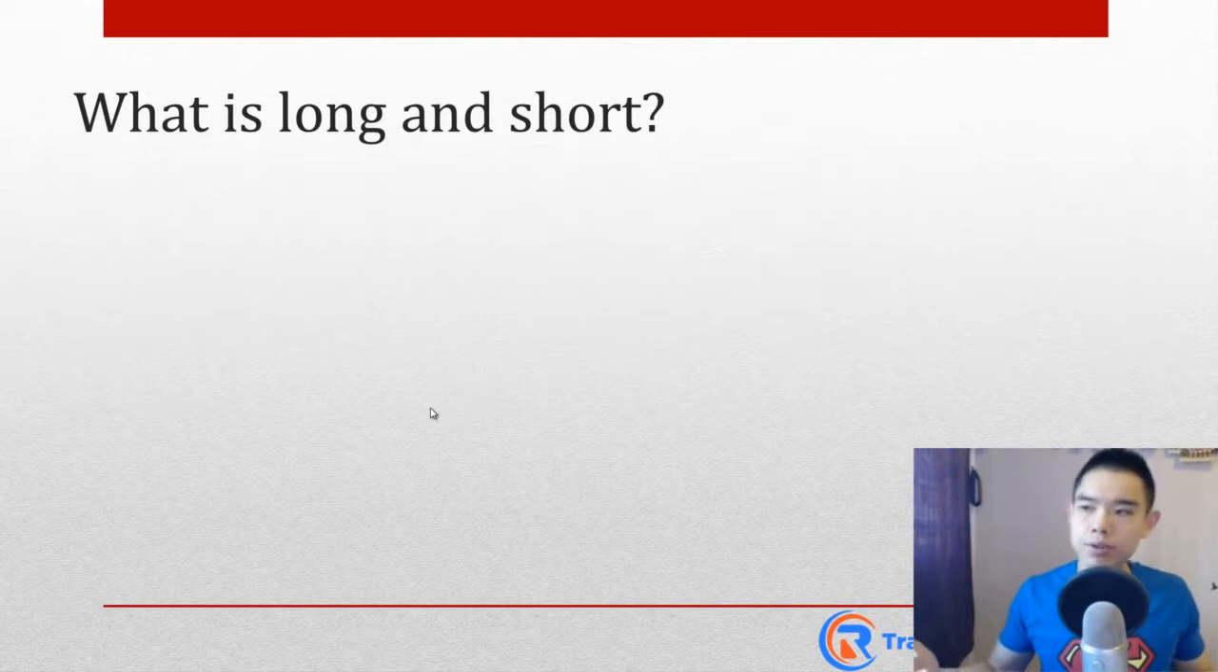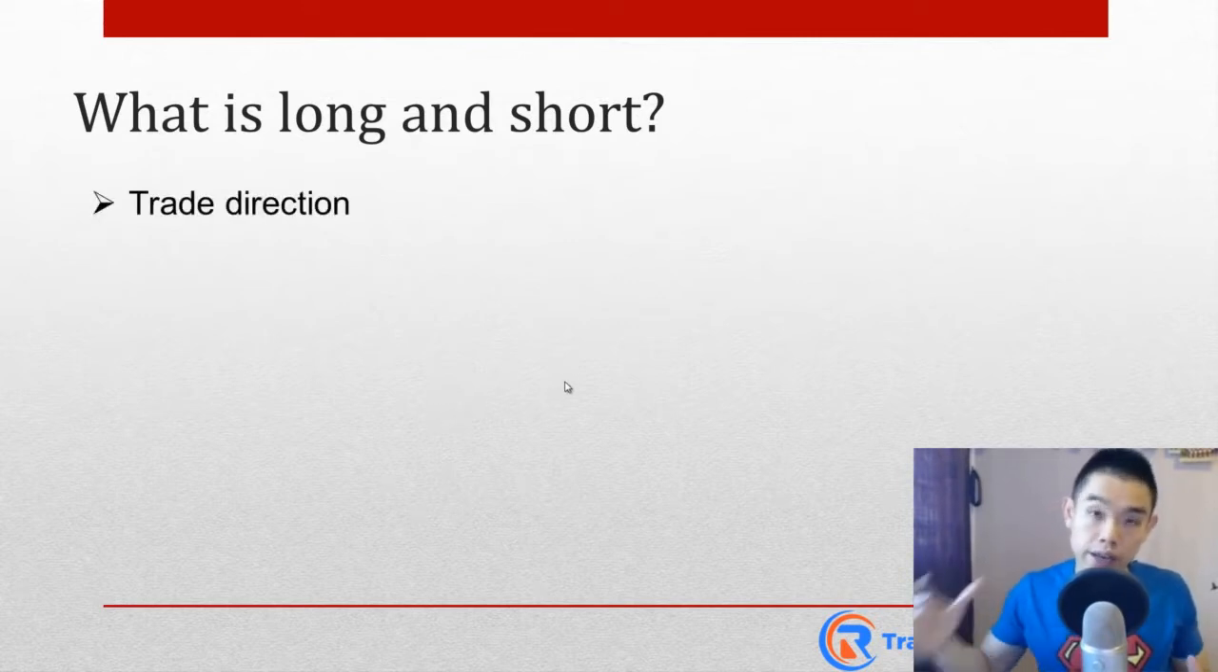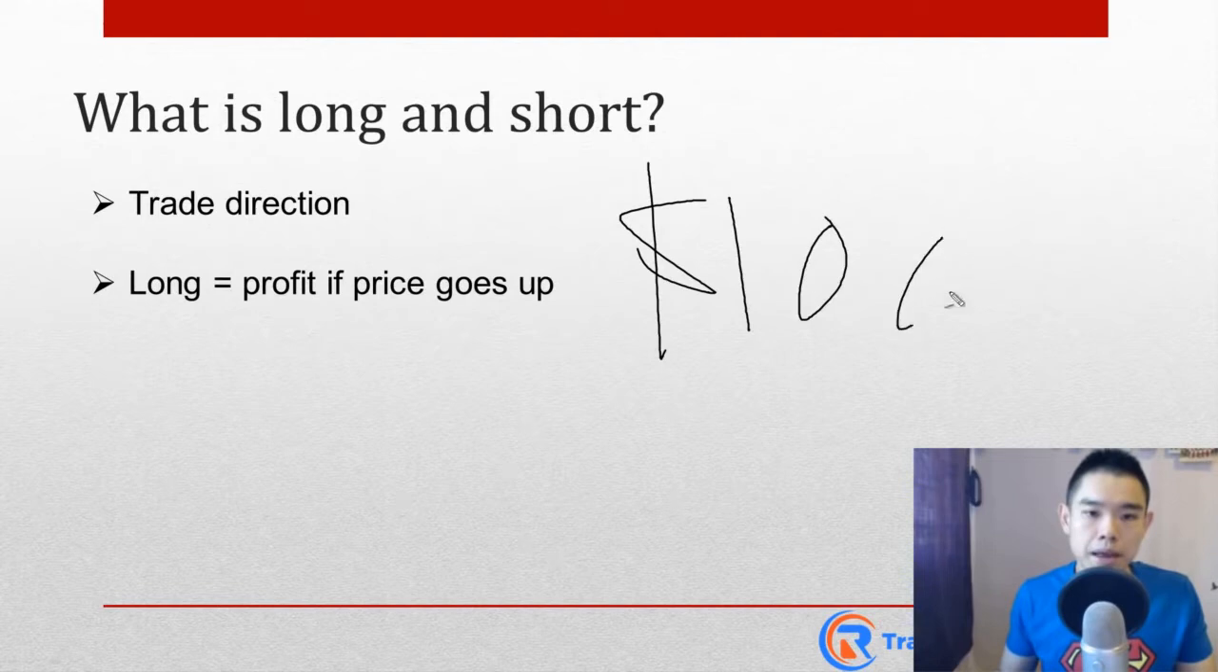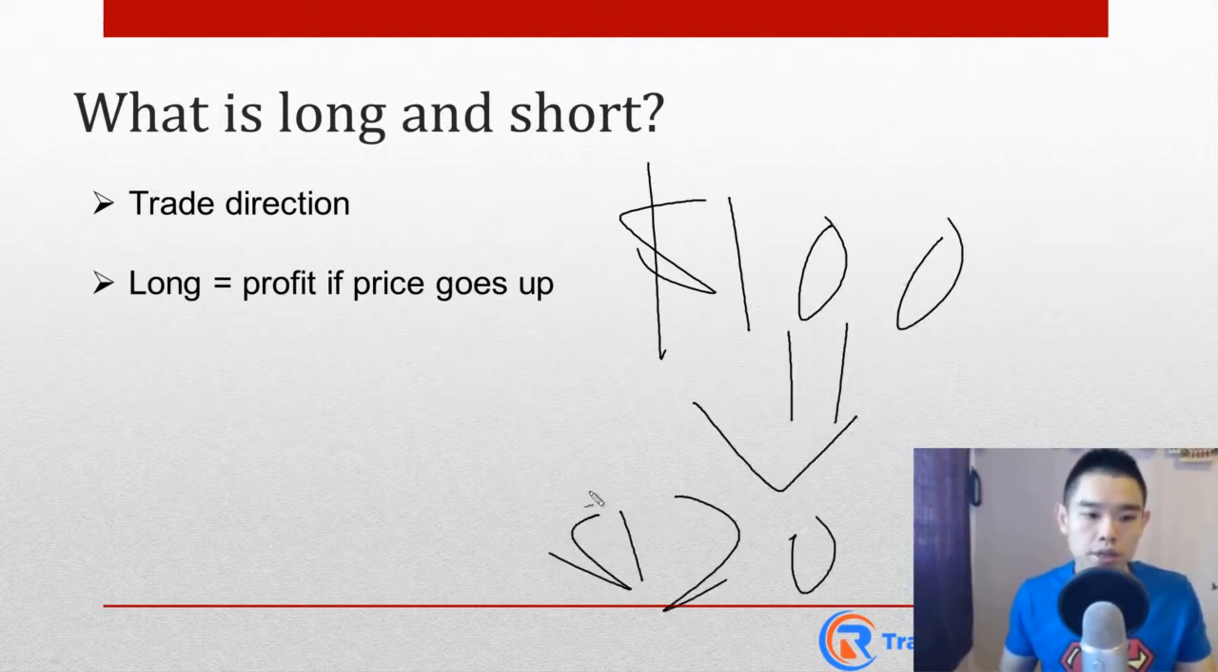When you hear traders say, "I'm long" or "I'm short," it simply means the direction of the trade that they are taking. When someone says he's long, it means that he will make a profit when the stock price goes up. For example, let's say someone says, "I'm long Apple shares at $100." It means he buys Apple shares at $100, and if Apple shares go up to $120, he makes a profit of $20 per share. That is what you mean by going long.